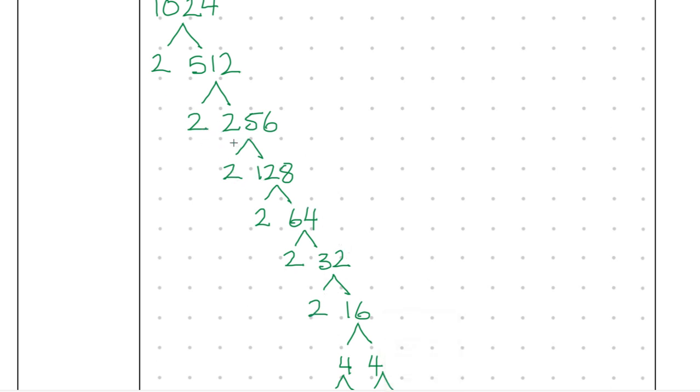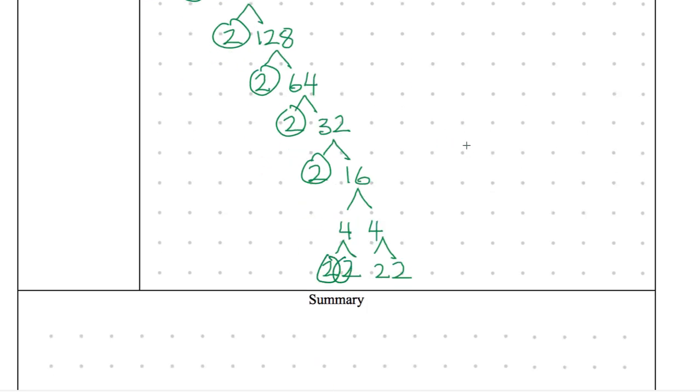This will lead me to an interesting computer science principle, but let's circle all of our factors. There's a factor, there's a factor, there's a factor, there's a factor, there's a factor, there's a factor, and there are our last 4 factors. Whew! We had a lot of 2's in that factor tree.